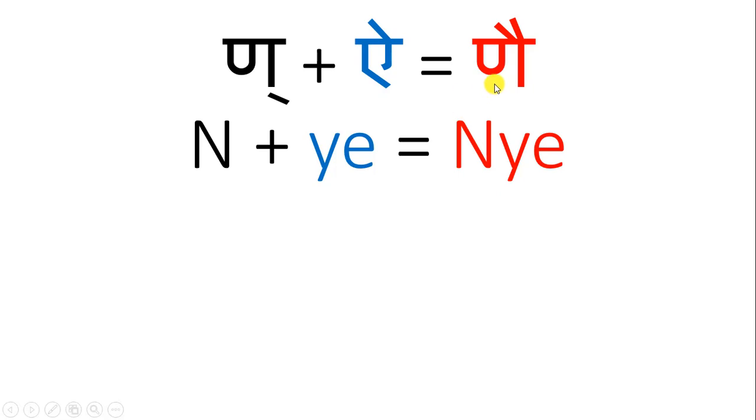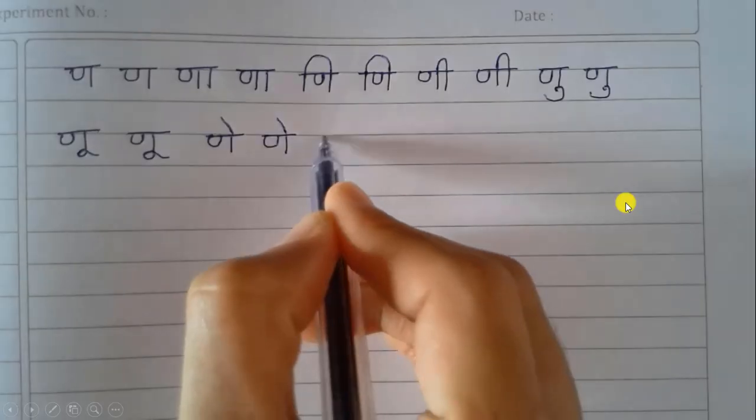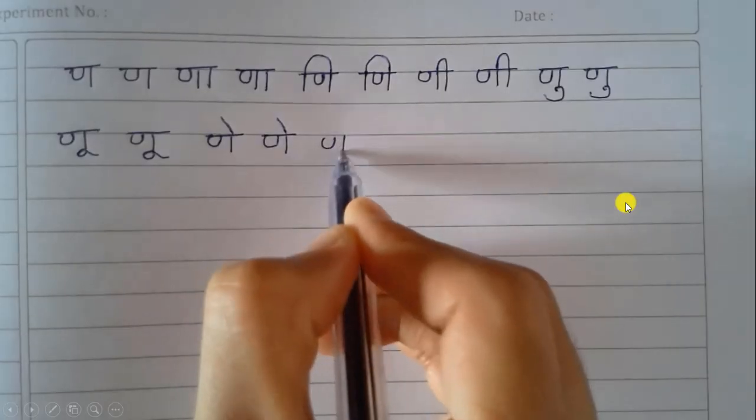Next sound is Nai, and you get this sound Nai when you add N to Ai. N plus Ai equal to Nai. All right. So Nai is written like this.